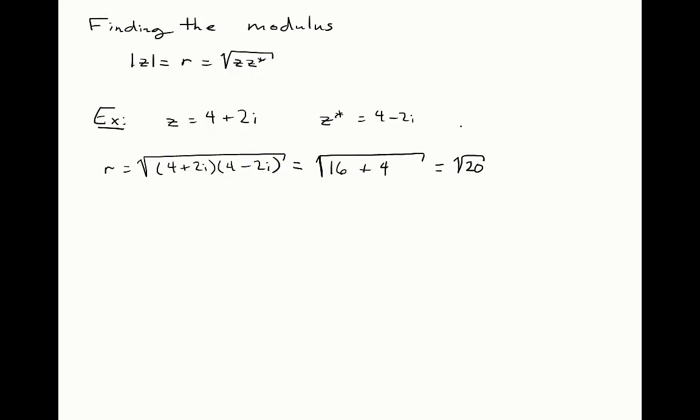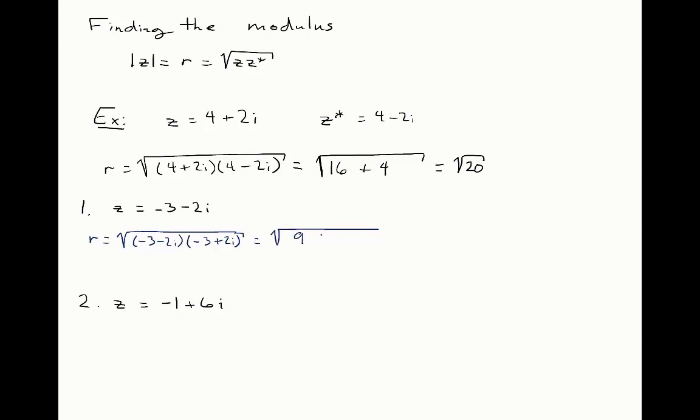So I'll just give you 2 to work out, and I want you to find the modulus of these 2 complex numbers using the complex conjugate, not using the other methods we learned earlier. Pause the video and press play again when you're ready to go. Alright, so this one we're just taking minus 3 minus 2i times minus 3 plus 2i. You know that the imaginary parts are going to cancel out, so this is just 9 plus 4, and you get the square root of 13.